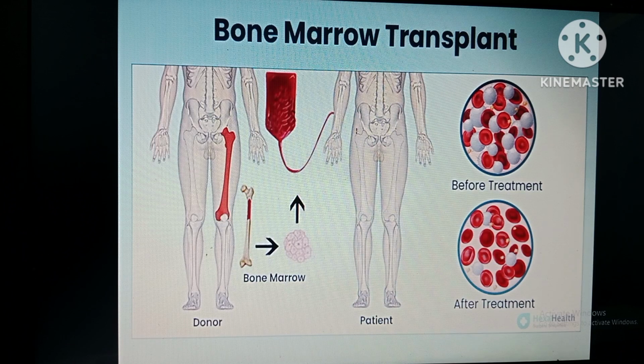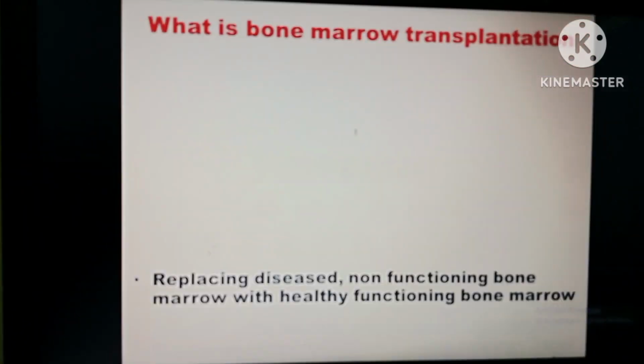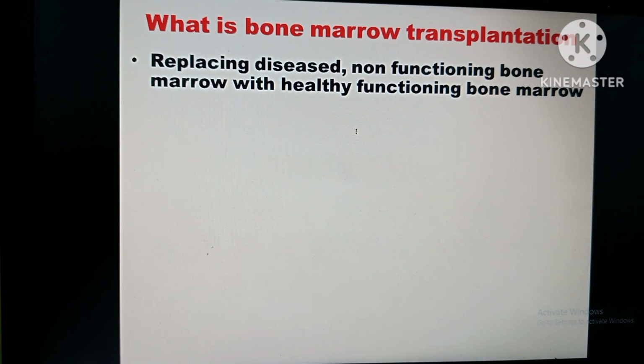In my previous video, we saw surgeries, chemotherapy, radiation therapy, gene therapy, and hormonal therapy. Today we will discuss bone marrow transplantation. This is the last part of treatment modalities. So what is a bone marrow transplant? Replacing diseased, non-functioning bone marrow with healthy functioning bone marrow.